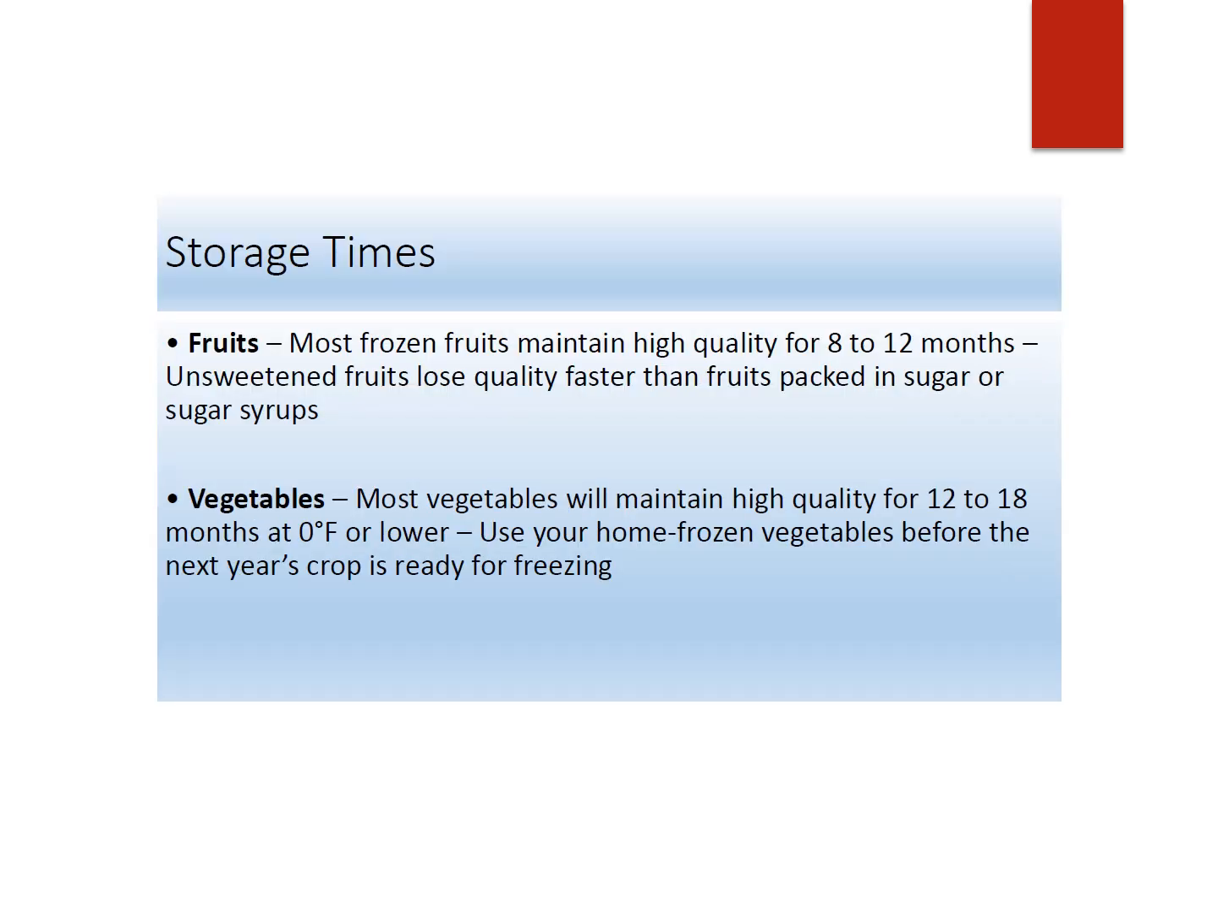Storage times. Fruits. Most frozen fruits maintain high quality for 8 to 12 months. Unsweetened fruits lose quality faster than fruits packed in sugar or sugar syrups. Vegetables. Most vegetables will maintain high quality for 12 to 18 months at 0 degrees Fahrenheit or lower. Use your home frozen vegetables before the next year's crop is ready for freezing.